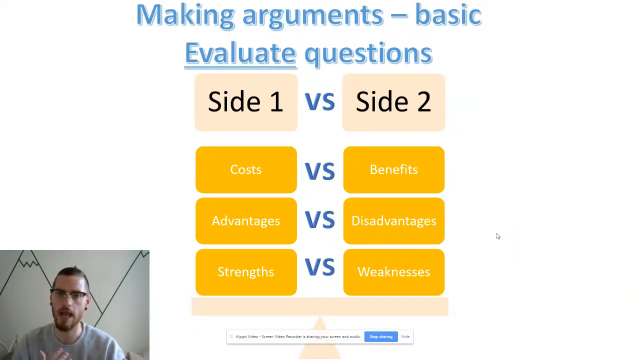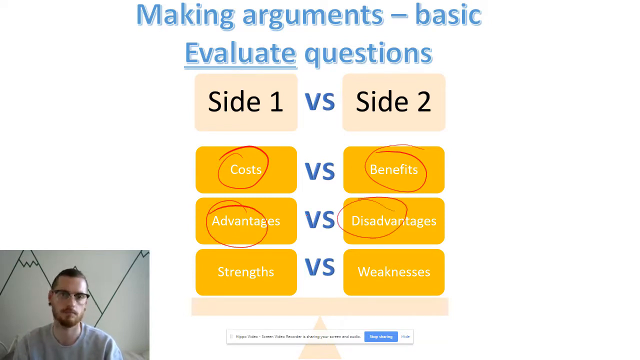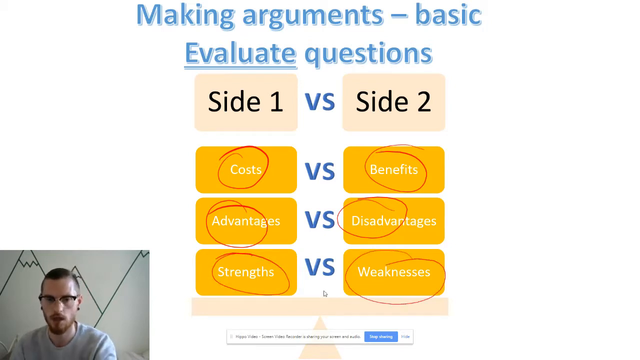Okay, how to make your arguments. So when you're looking at the exam question and you're thinking, what are my 2 sides going to be? Well, here are some examples, some ideas. You could just go with costs versus benefits. Okay, look at the exam question. Does that apply? Learn these. Or you could go with just advantages versus disadvantages, strengths versus weaknesses. So these are ways to come up with your 2 arguments.